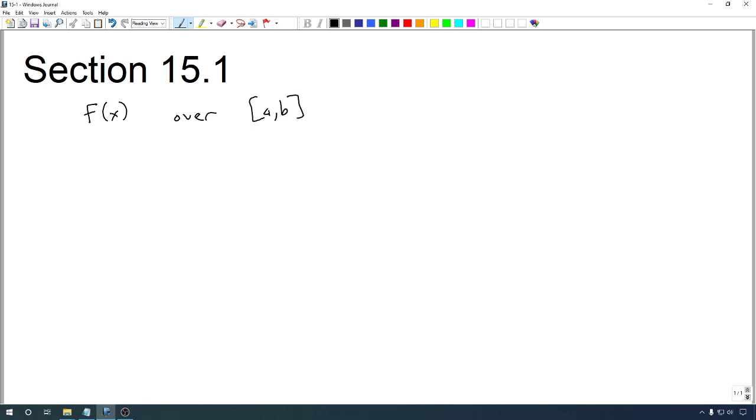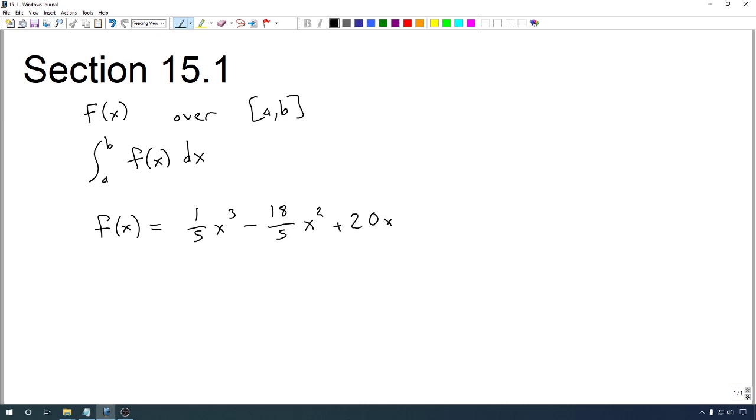We defined our definite integral, the integral from a to b of f of x dx, using rectangles. Let's actually look at a specific example and kind of draw it out. So I'm going to look at the function f of x is 1/5 x cubed minus 18/5 x squared plus 20x minus 31, where I've chosen numbers here to make things actually look nice when we draw it out.